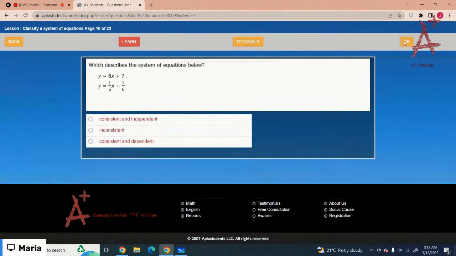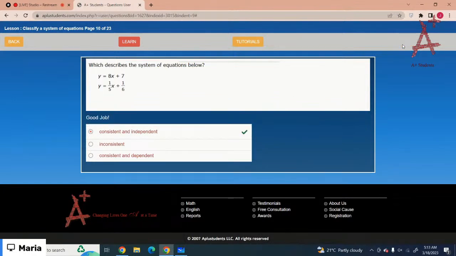Okay, the next one is y equals 8 over 8x plus 7 and y equals 1 by 5x plus 1 over 6. So both the equations have different slopes. Different slope and different y-intercept. So it is system consistent and independent. Got it? Because both the things are different.